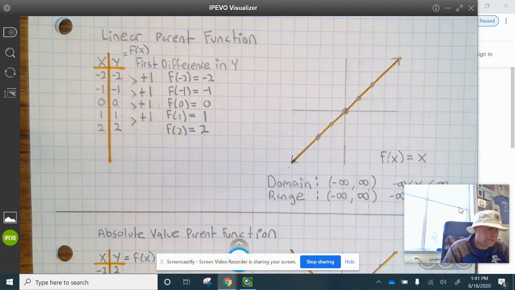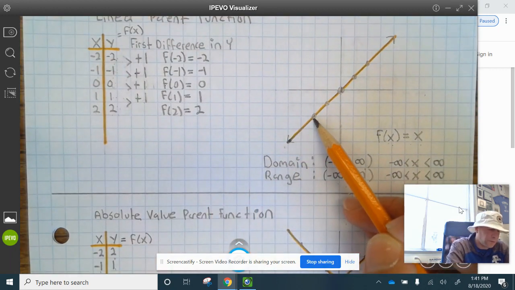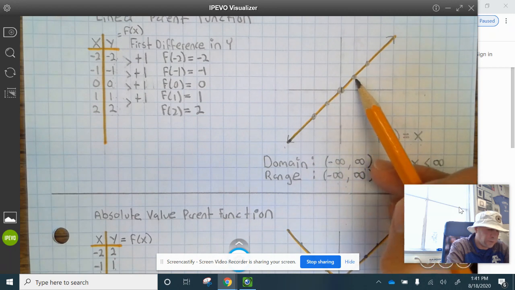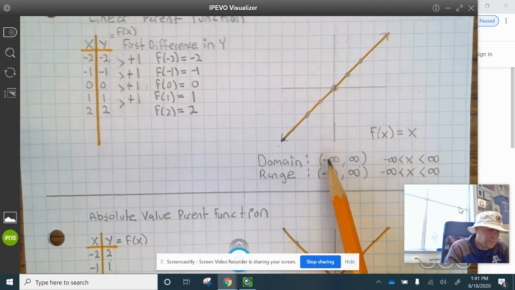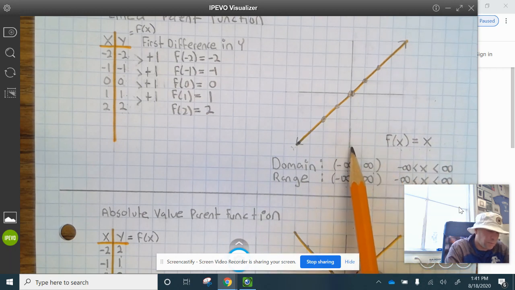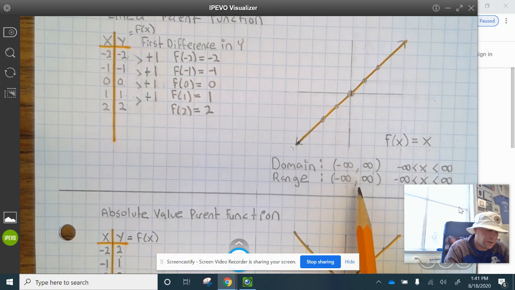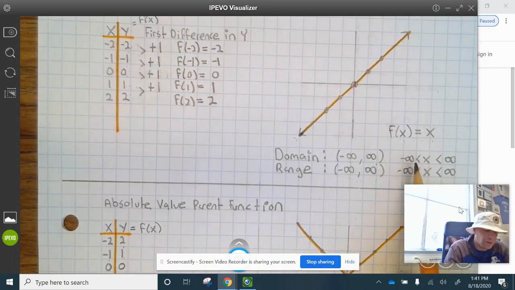So we say it has a constant first difference in y. Now, as you see from these values, they're graphed here: -2, -2, -1, -1, 0, 0, 1, 1, 2, 2. The function we already said is f of x equals x. The domain is from -infinity to positive infinity, because it's going infinitely in the negative direction and the positive direction from left to right. It's also going in the infinite direction from bottom to top. So the domain and range are both -infinity to positive infinity. I've also written the inequality notation to the right.